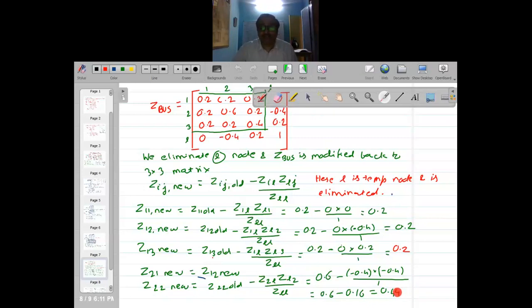So it becomes 0.44. 0.6 is the original value of Z22, minus Z2L, which is minus 0.2, into ZL2, again minus 0.2, divided by 1. This is 0.16. And since there is a minus sign, it will be 0.6 minus 0.16, which is 0.44.